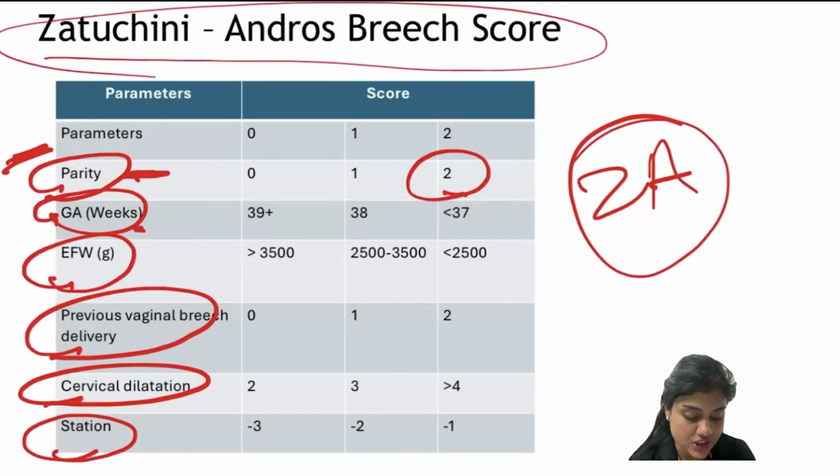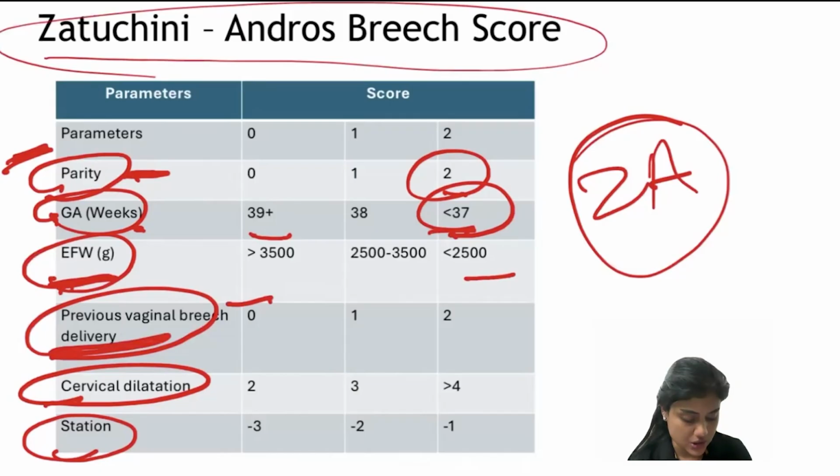Whereas for gestational age, term gestation scores better than less than term. Preterm breech delivery means less than 36 weeks. Then comes the estimated fetal weight: if the fetal weight is too high or too low, it becomes difficult. Then with a previous vaginal delivery, there is more chance of success. If cervical dilatation is good at first examination and the station of the buttocks is down, then it is more favorable.